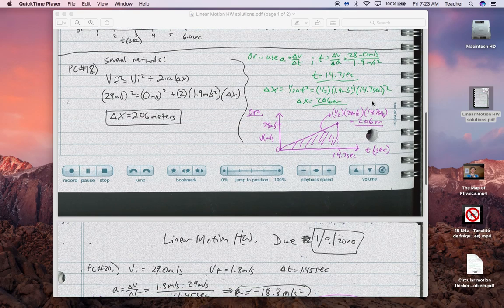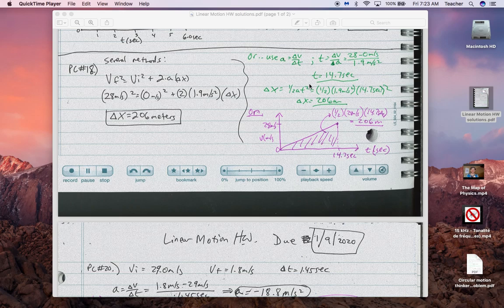For number 18, we've got an airplane that needs to reach this takeoff speed. This is its rate of acceleration. I need to find out how far the plane, the length of runway to take off. I can use this mathematical model. That's what I get as my answer. Or I could use a graph, but a little more complicated.